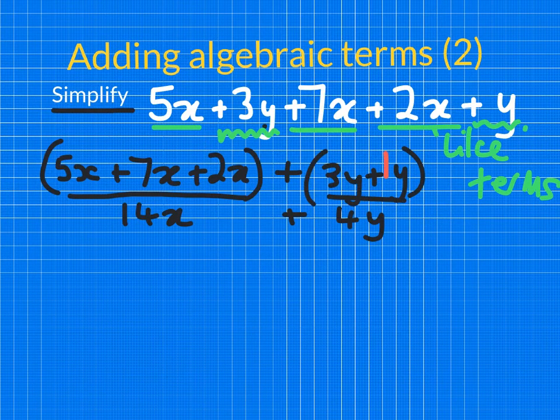This cannot be simplified any further because x's are not like y's, so therefore they cannot be combined together. Notice that it has been simplified because originally the algebraic expression had 5 terms and now it has 2 terms, so therefore it has been simplified to 14x plus 4y.